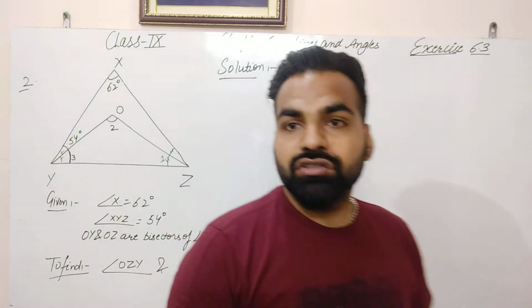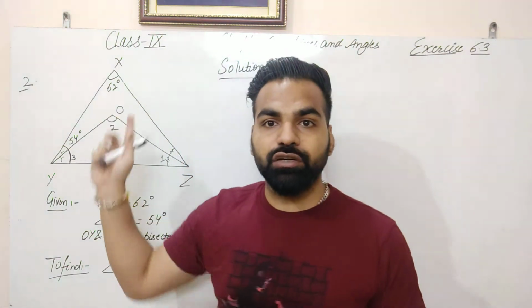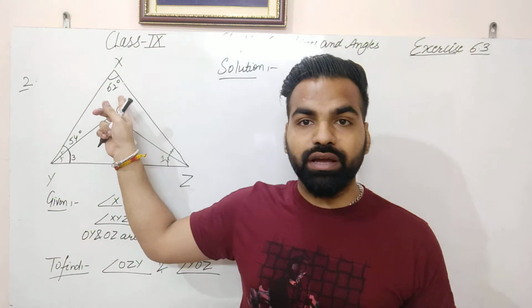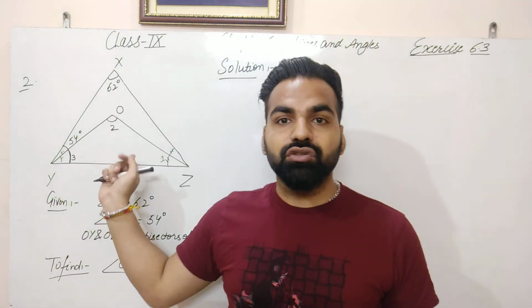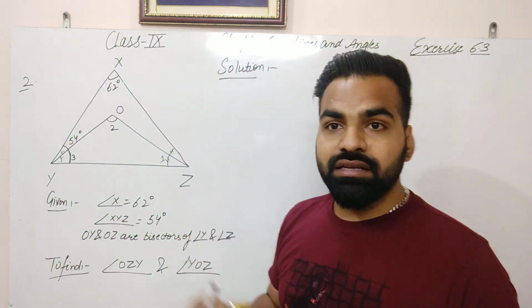Clear, everyone? So let us start the question. So we know in triangle XYZ two angles are known. We know angle X, we know angle Y. So by angle sum property we can find the third angle, that is angle Z.